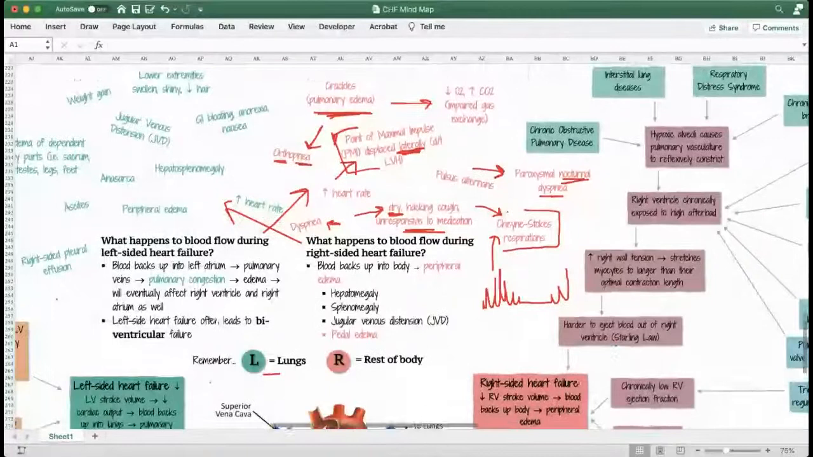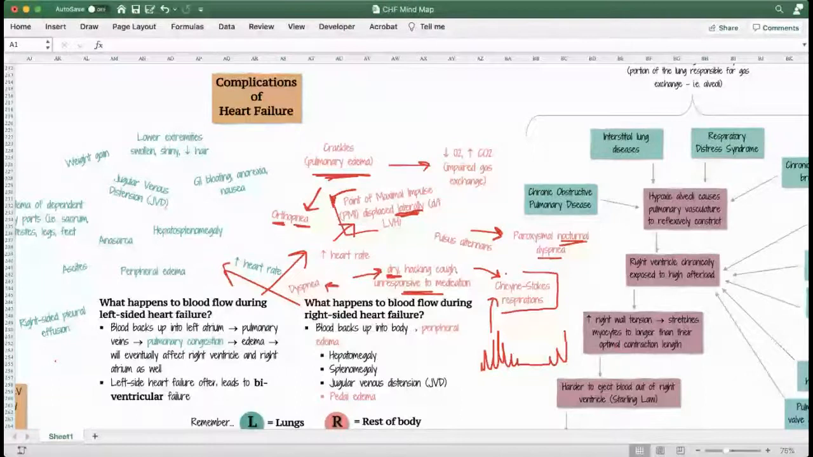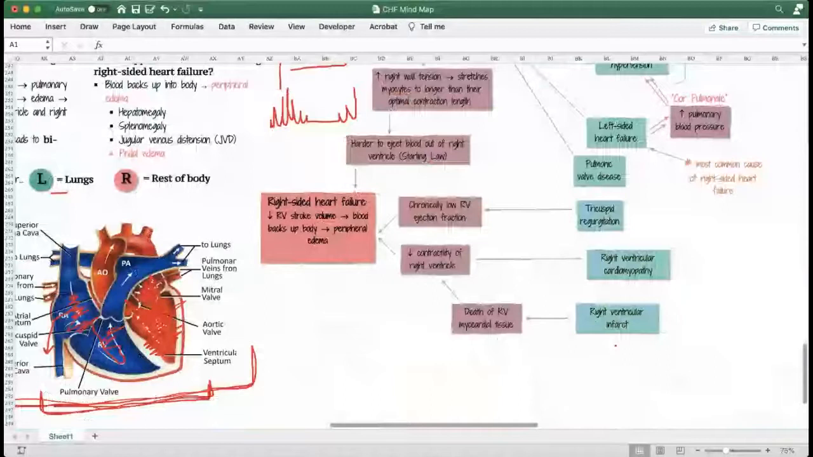So that's kind of the most important stuff about the left side. And again, many, many people who have right-sided heart failure, it actually began with left-sided heart failure. We'll look over here and go through that.